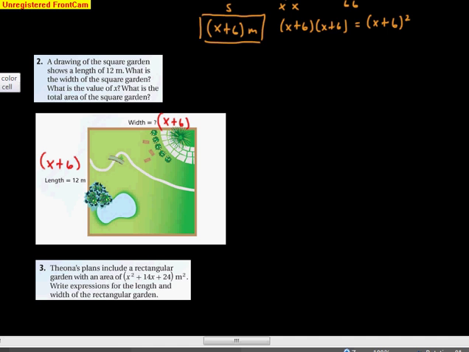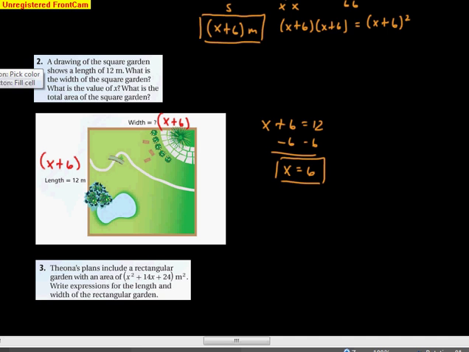Well, if the actual length is 12, that means that x plus 6 equals 12. This side is equal to 12, which means subtract 6, your value of x is 6. So there's the value of x. Now I'm going a little out of order, I apologize. It said what is the width of the square garden?